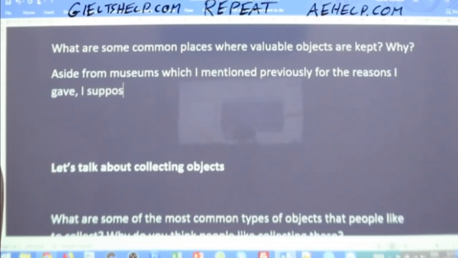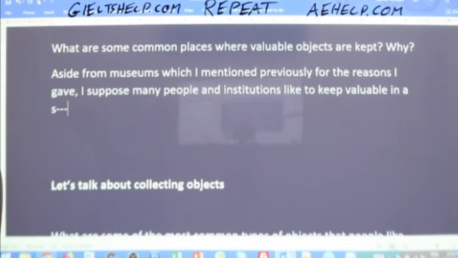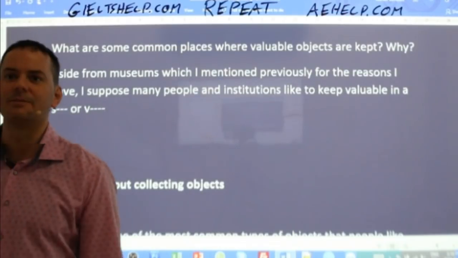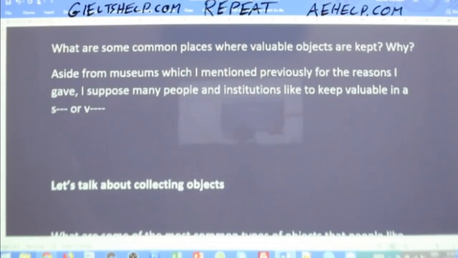I suppose many people and institutions like to keep valuables in... starts with an S, 4 letters, or starts with a V, 5 letters. Somebody figure that out? Okay. And again, I'm surprised nobody came up with those 2 words.